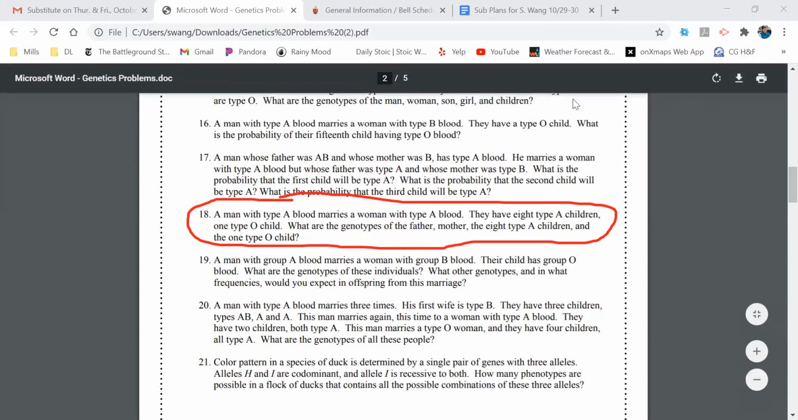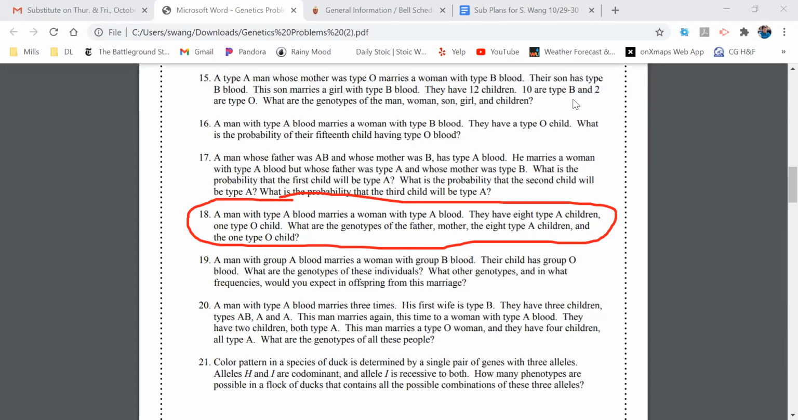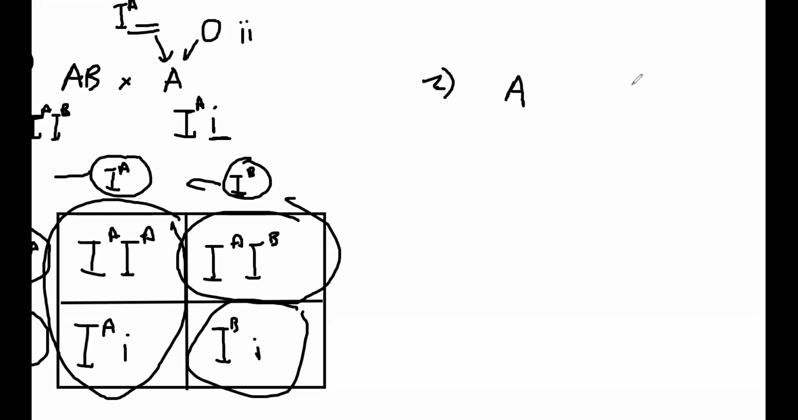Okay, let's see how you did. Let me go back to my screen here. So the second problem we're looking at is a man who is type A, and the woman is type A. Remember, these are phenotypes, not their genotypes. So you have to ask yourself, if they're type A, what are their genotypes? Well, both of them, to be type A, must have at least one IA, right? And something.